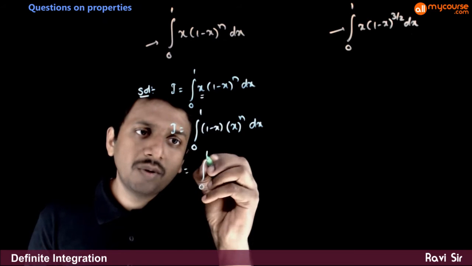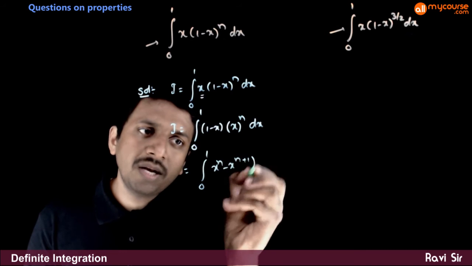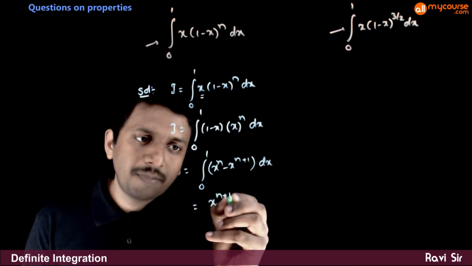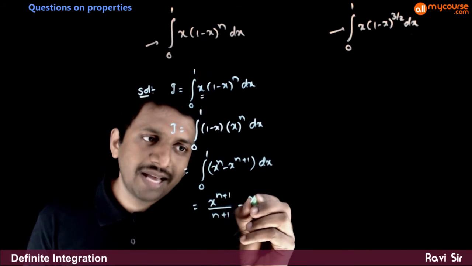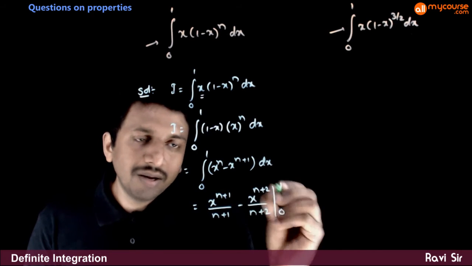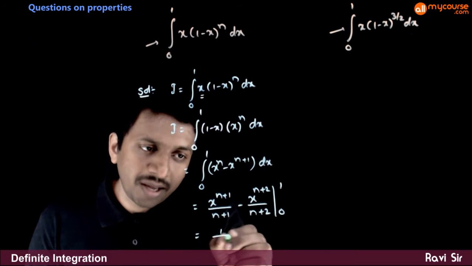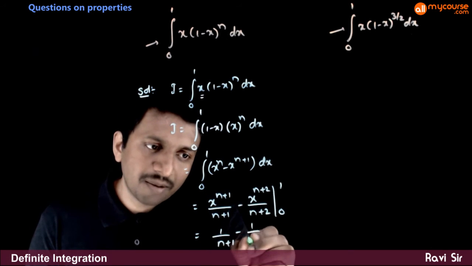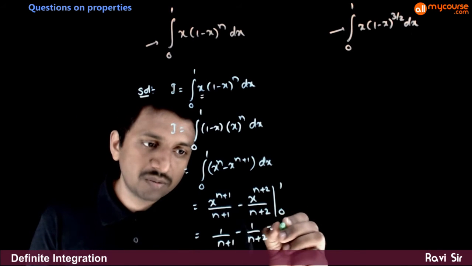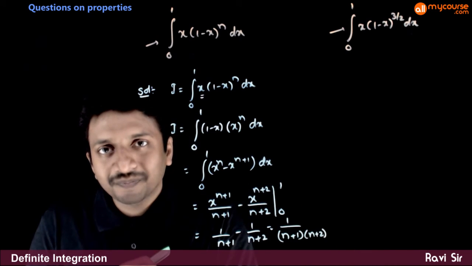Because 0 to 1, if you expand it, you get x power n minus x power n plus 1 dx. That is equal to x power n plus 1 by n plus 1 minus x power n plus 2 by n plus 2 from 0 to 1. So if you put the limits 1 and 0 here, you get 1 by n plus 1 minus 1 by n plus 2. So n plus 2 minus of n plus 1 is 1, by (n plus 1) times (n plus 2) is the answer.